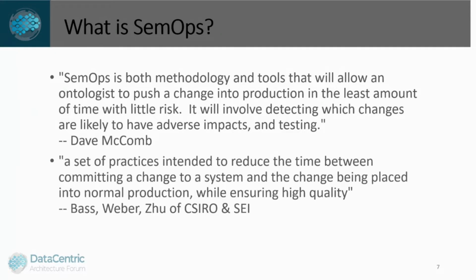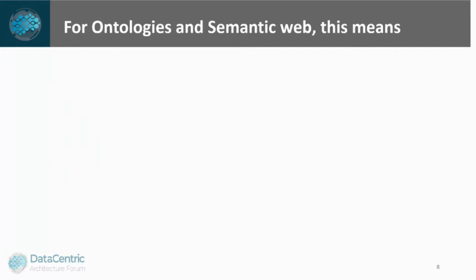And then I think if you look back at the Software Engineering Institute's quote, it still stands, right? It's a set of practices intended to reduce the time between committing a change to a system and that change being placed into normal production while ensuring high quality. Okay, so for ontologies and the semantic web, as opposed to the generic software world, what's this going to mean?